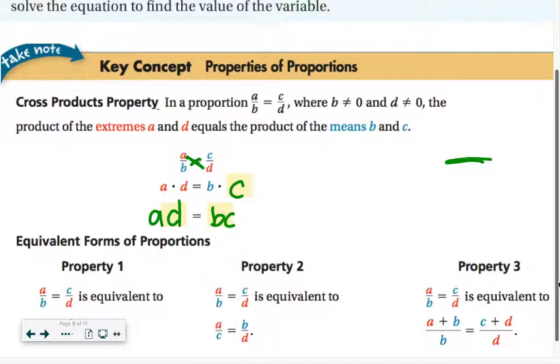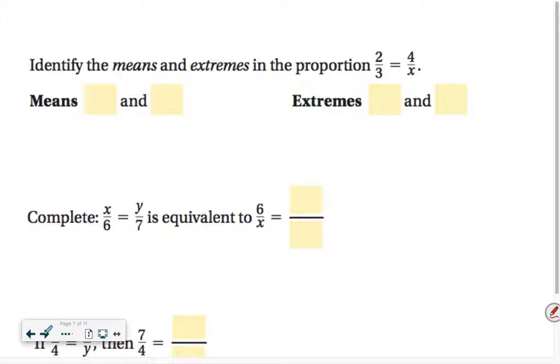Okay. They have special names, these things. The reds, the A and D, are called extremes, and the other ones are called means. That's not a huge deal, but here they want us to talk about them.